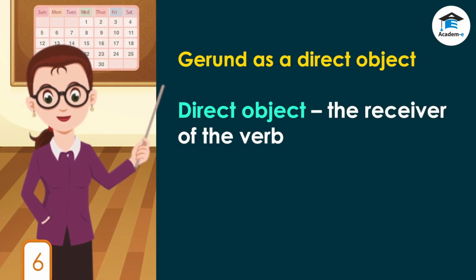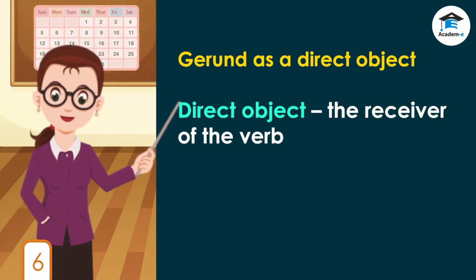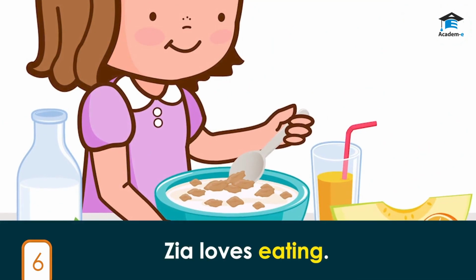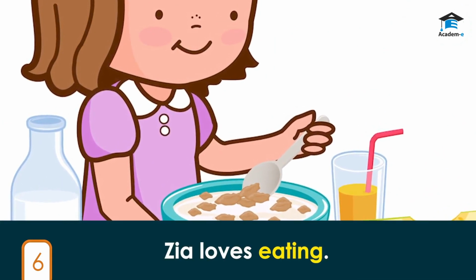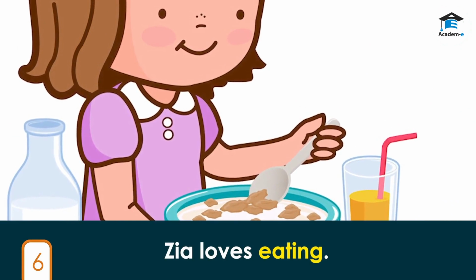Gerund as a direct object. A direct object is the receiver of the action in a sentence. Example: Zia loves eating. The gerund, eating, is the receiver of the verb loves. It is the direct object.